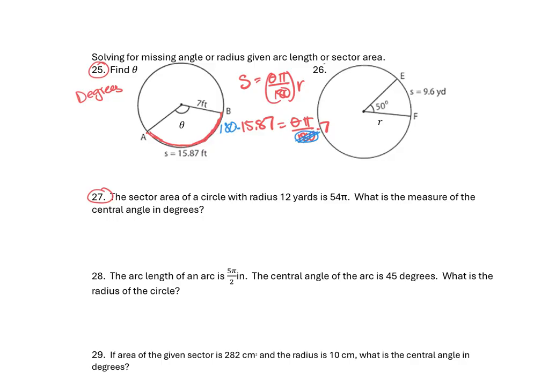And then it's theta times pi times 7. So I'm going to divide by a 7 on both sides. That's going to get rid of my 7. I'm also going to divide by pi on both sides. And that's going to get rid of my pi. That's how I would do it.